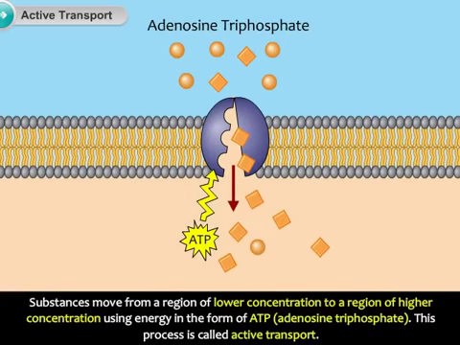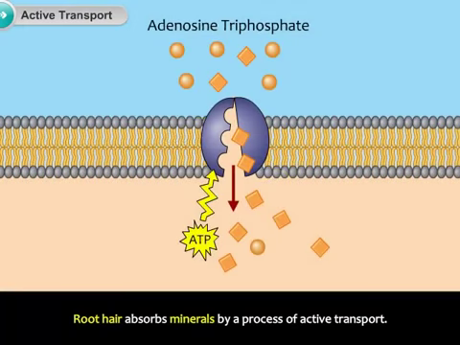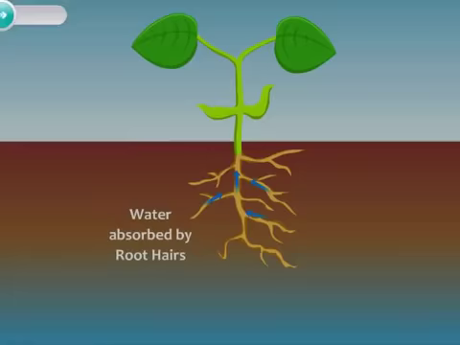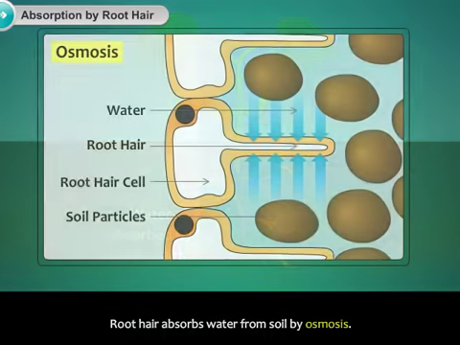Substances move from a region of lower concentration to a region of higher concentration using energy in the form of ATP, adenosine triphosphate. This process is called active transport. Root hair absorbs minerals by a process of active transport. Root hair absorbs water from soil by osmosis.